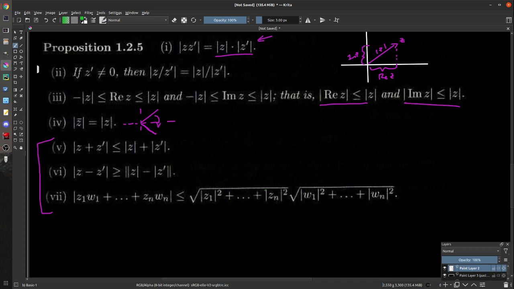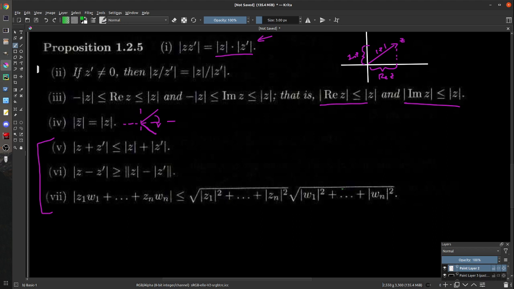The triangle inequality, number 5, this guy right here, it's the triangle inequality. This one is the reverse triangle inequality. And then finally, a version of the Cauchy-Schwarz inequality. Cauchy-Schwarz. Or if you prefer, Cauchy-Bunyakovsky-Schwarz, depending on whether you hold any Cold War era grudges against Russian mathematicians.